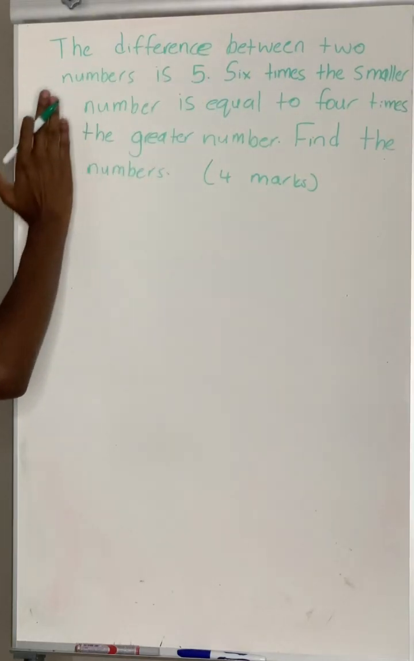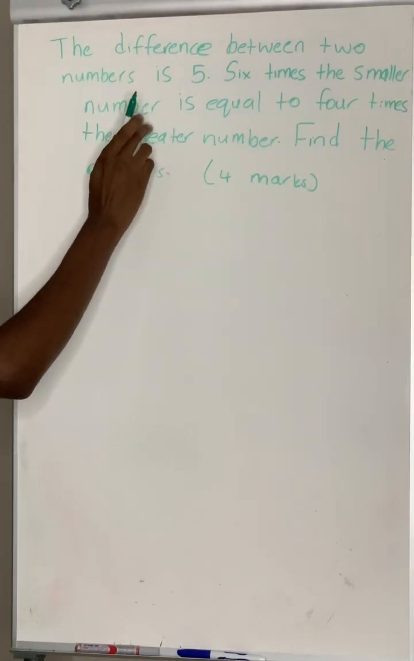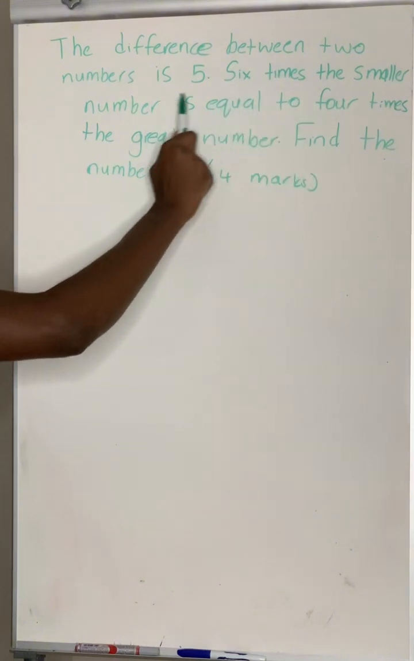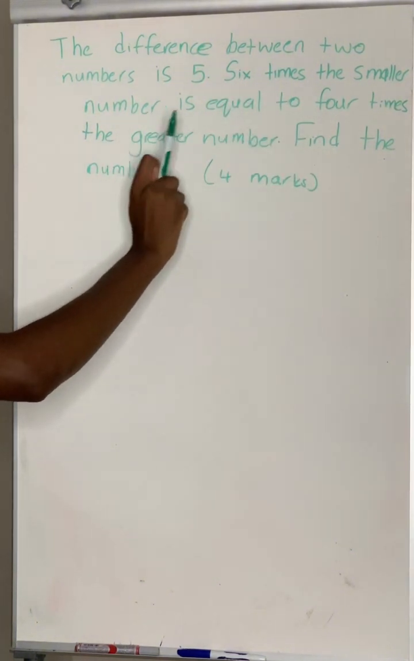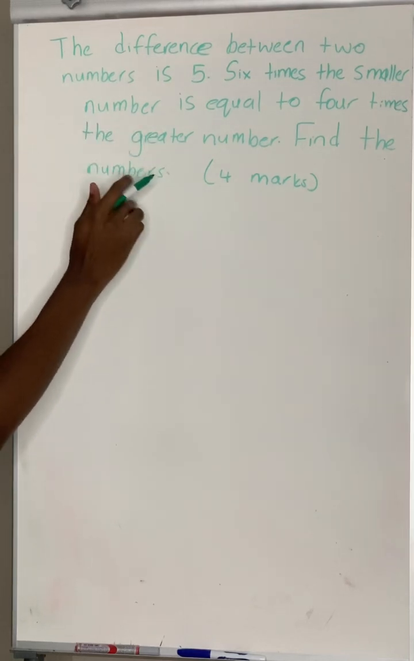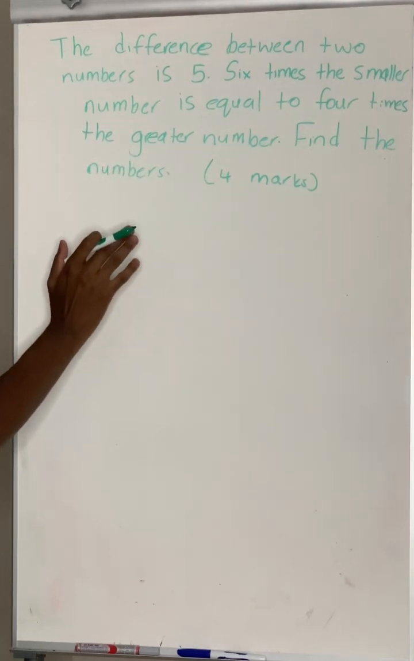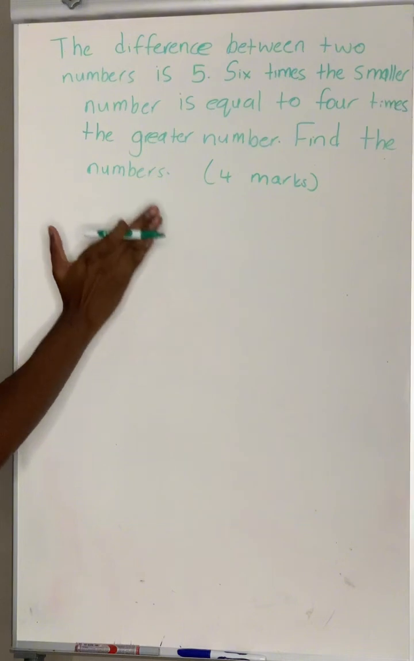It says here the difference between two numbers is 5. 6 times the smaller number is equal to 4 times the greater number. Find the numbers for 4 marks. So we can see that this is basically a word problem. So let's break it down step by step.